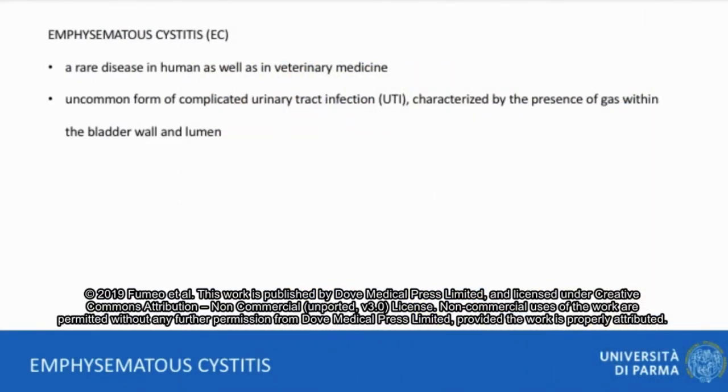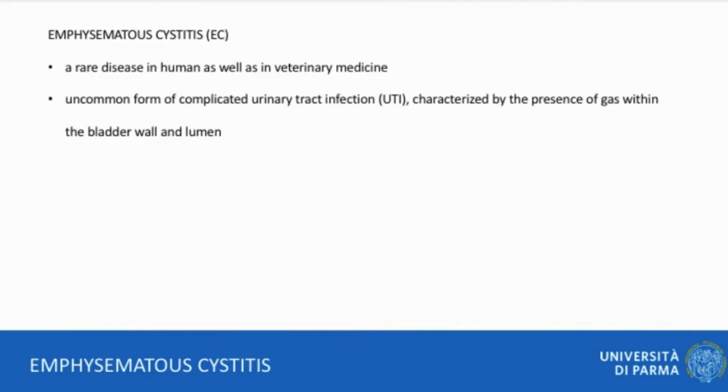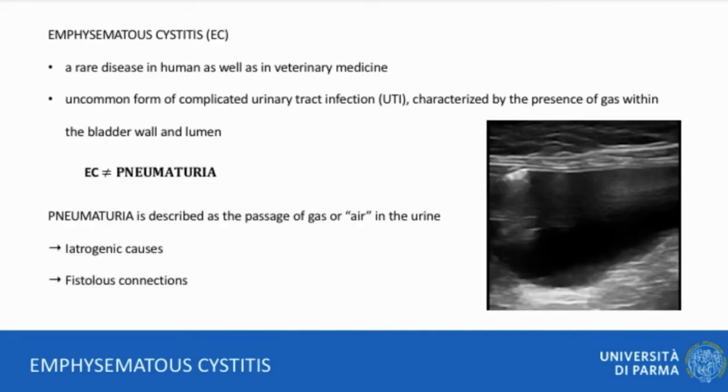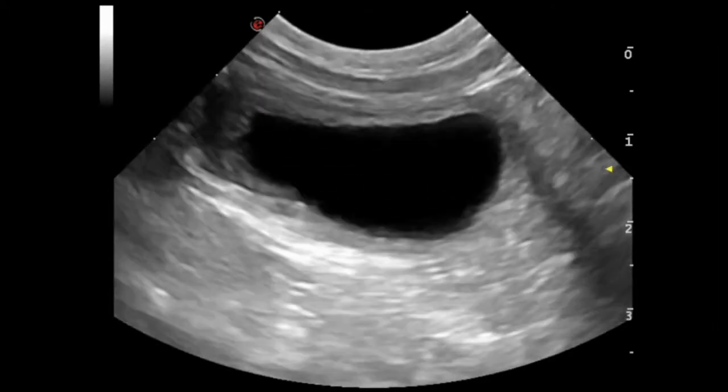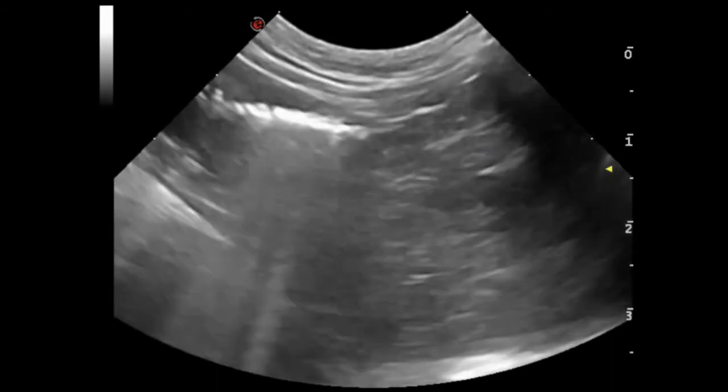Emphysematous cystitis, EC, is a rare disease in human as well as in veterinary medicine. In both, it is defined as an uncommon form of complicated urinary tract infection, UTI, characterized by the presence of gas within the bladder wall. In human medicine, it must be differentiated from pneumaturia, which is described as the passage of gas or air in the urine. Despite its first description in human medicine in 1671, little is known about this disease worldwide.